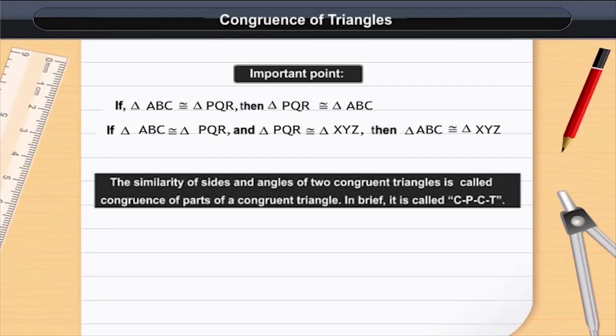The similarity of sides and angles of two congruent triangles is called congruence of parts of a congruent triangle. In brief, it is called CPCT.